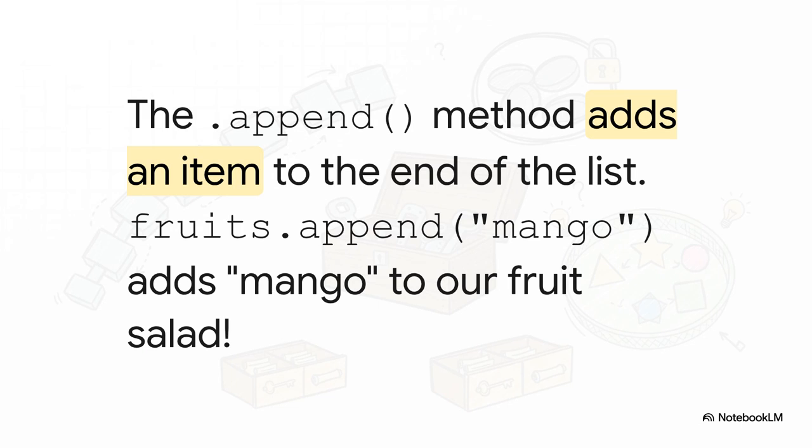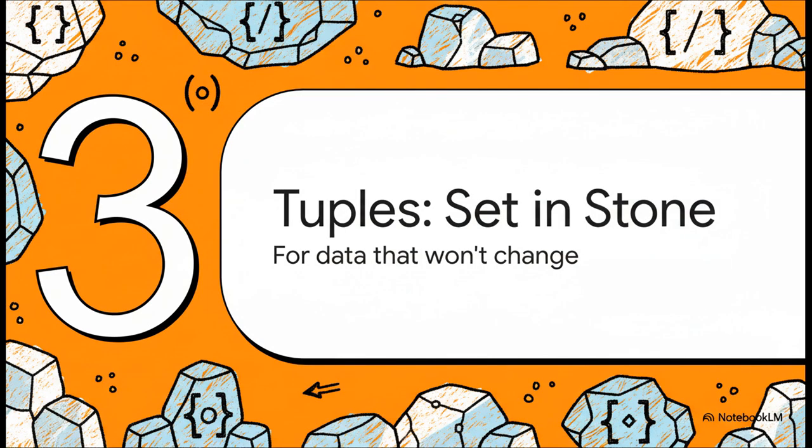So what if you need to add something new to your list? No problem at all. The .append method just tacks a new item onto the very end. See? Our list of fruits just keeps on growing. It's super flexible and dynamic. All right, let's move on to our next tool.